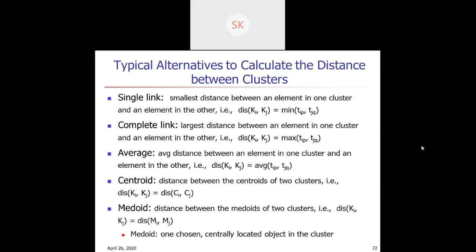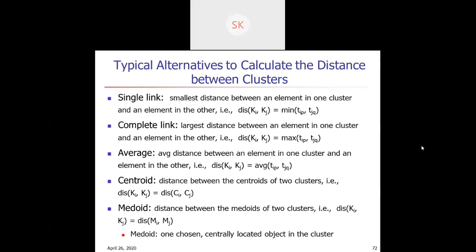There are typical alternatives to calculate the distance between the clusters. It is not within the cluster, actually; it is the difference between the clusters, between two clusters or however many clusters there are. It is distance computation between the clusters, not within the cluster. These are the ways. The single link method is the smallest distance between an element in one cluster and an element in the other cluster.